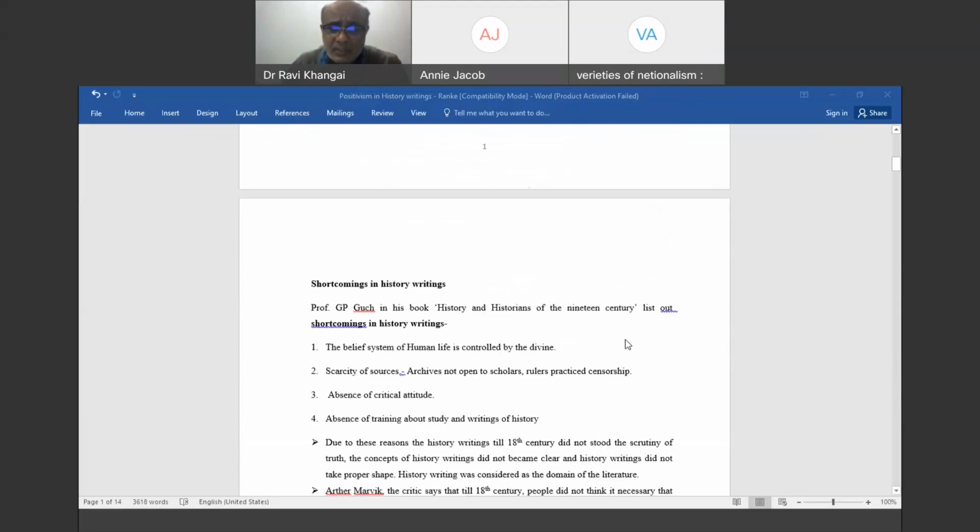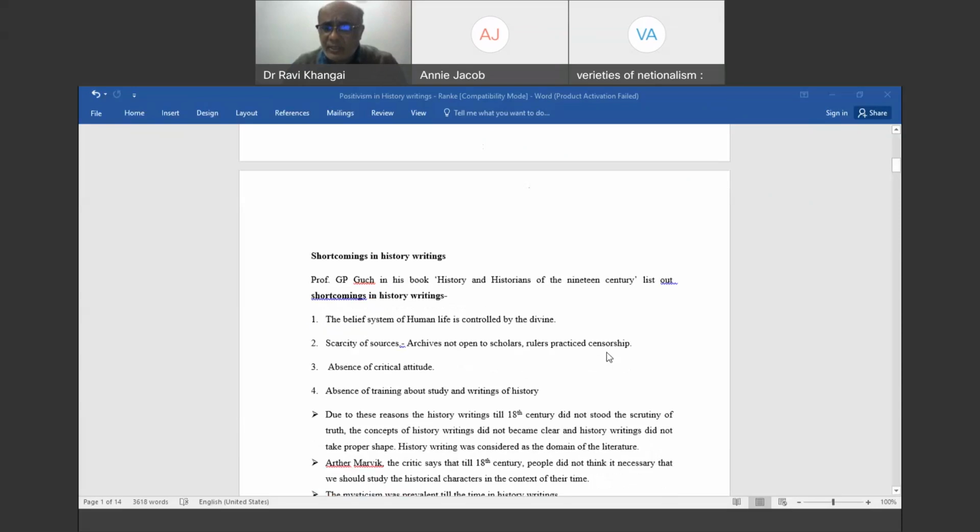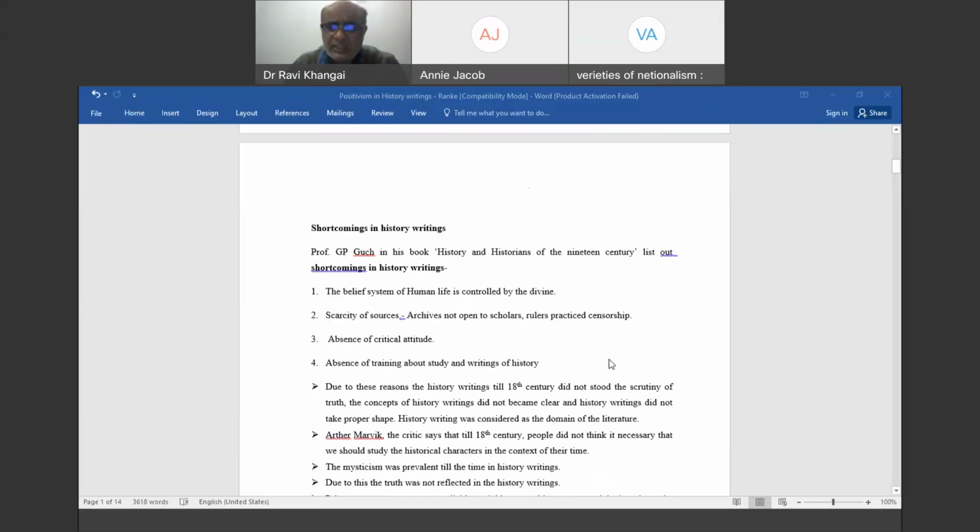And as I told, there were a number of shortcomings in history writing, and G.P. Gooch, in his book History and Historians of the 19th Century, pointed out certain shortcomings. He says that there is a belief in the divine, that human life is controlled by the divine. There is a scarcity of sources, archives are not open. There is an absence of critical attitude. People are not critically investigating the issues. Then there is no training in the scientific study and writing of history. Because of all these reasons, there was a lacuna, a shortcoming, in history writing.